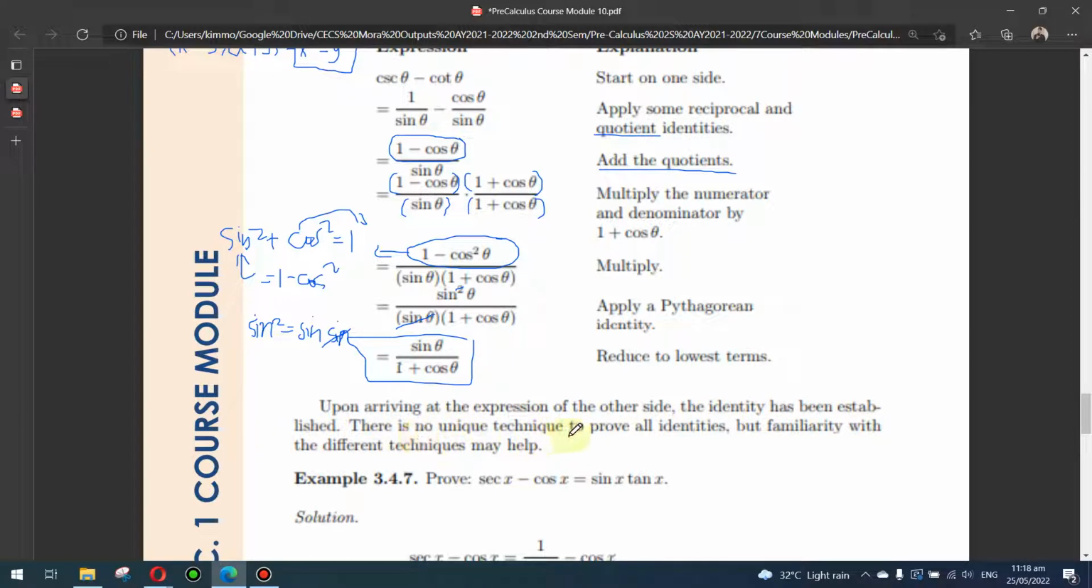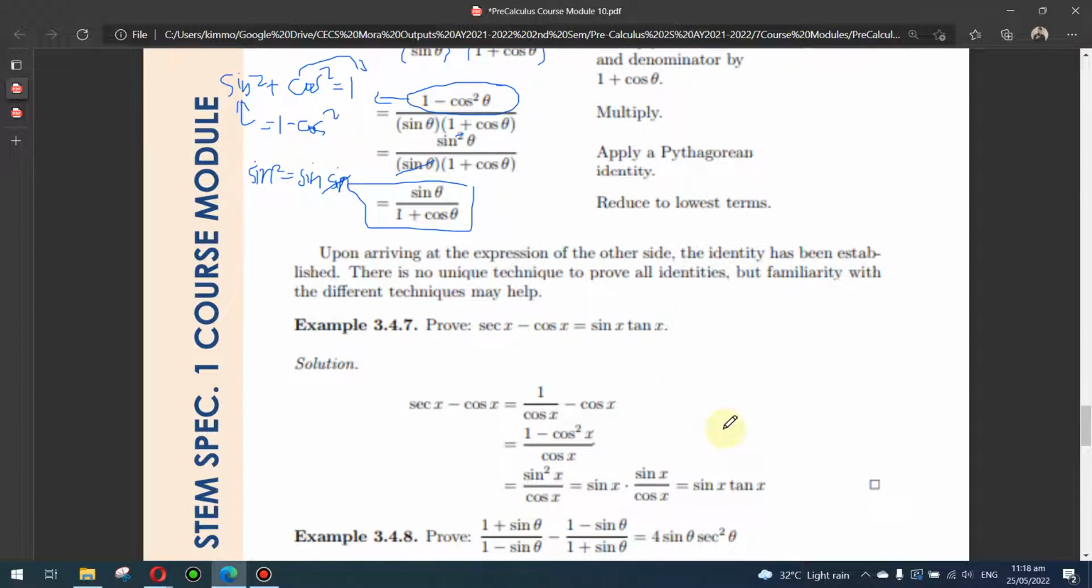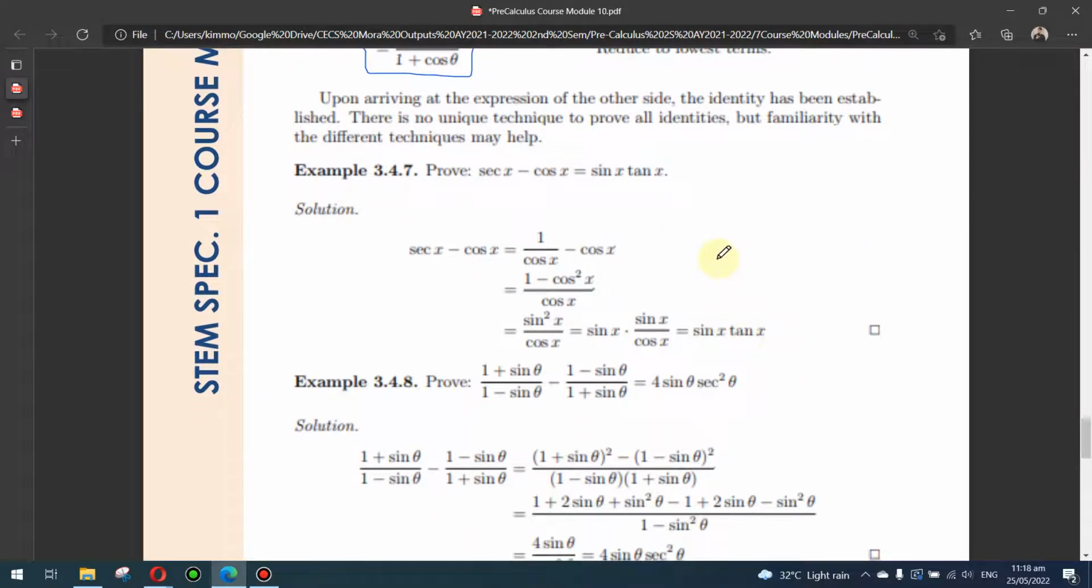There is no unique technique to prove all identities, but familiarity with the different techniques may help. So, another example: prove that secant x minus cosine x is equal to sine x times tangent x. We prove that this is equal to this.